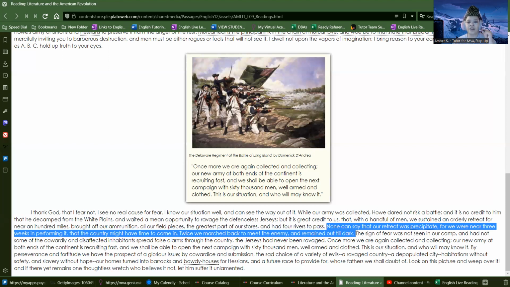So he's trying to make the argument that even if they had to pull back and retreat, they marched back twice to meet the enemy to keep them from pursuing them. And it says, and remain till dark. So they were able to keep the British army off of them while they were retreating. And that shows a lot of skill.